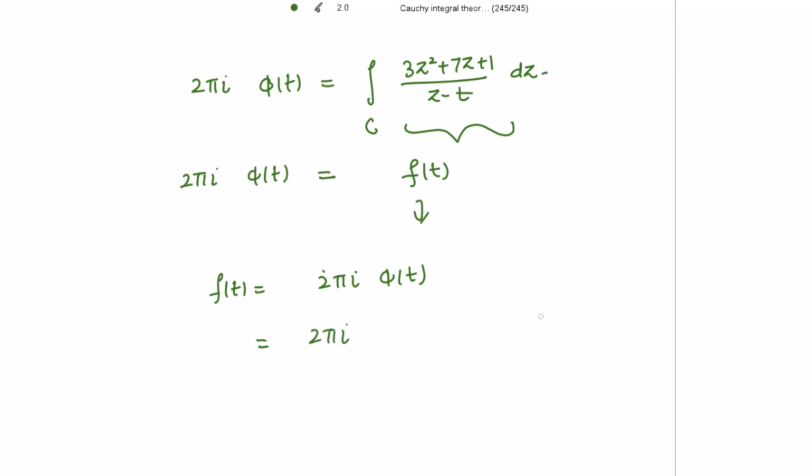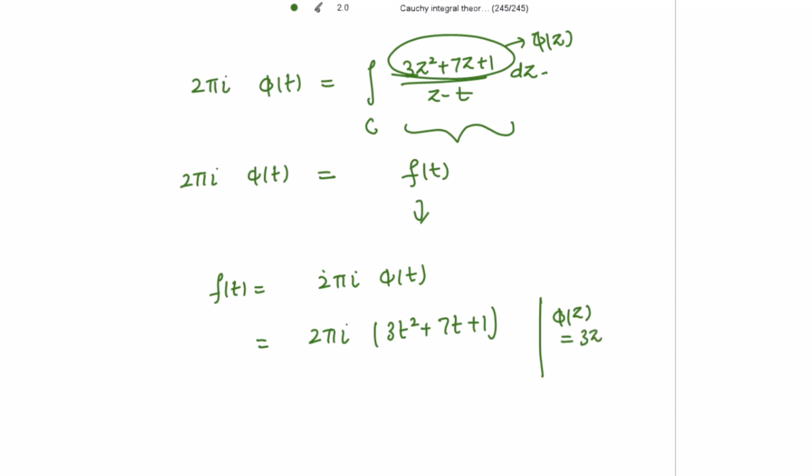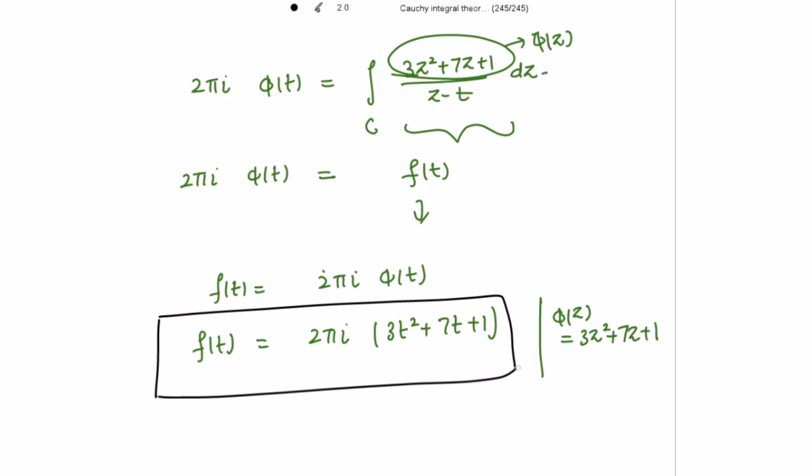Okay, what is phi of t? We have taken this to be 3z square plus 7z plus 1. So phi of t becomes 3t square plus 7t plus 1, for phi z equal to 3z square plus 7z plus 1. This is your f of t. Please remember, this result is for the point which are lying inside the circle. For the point t lying inside the circle mod z equal to 2, right? So both the remaining parts can be done by this result.